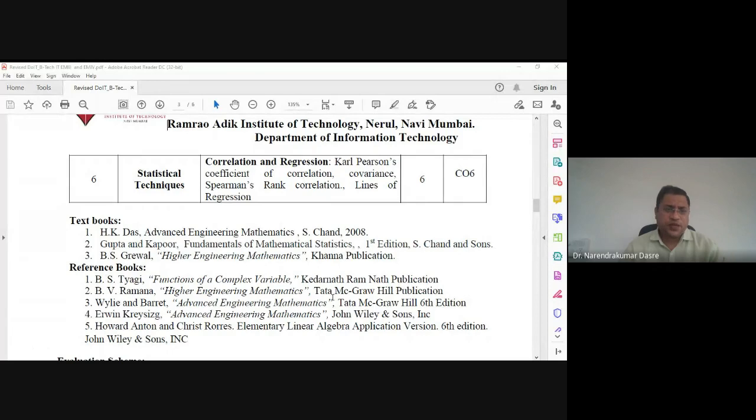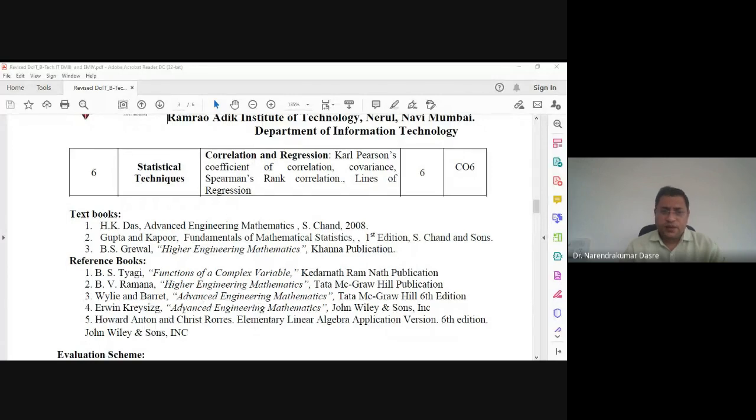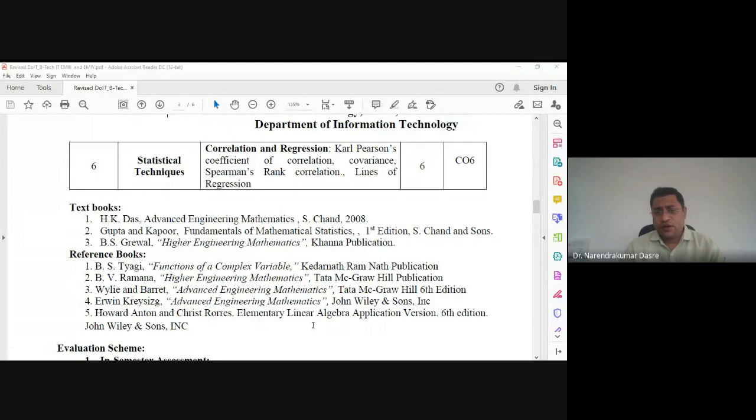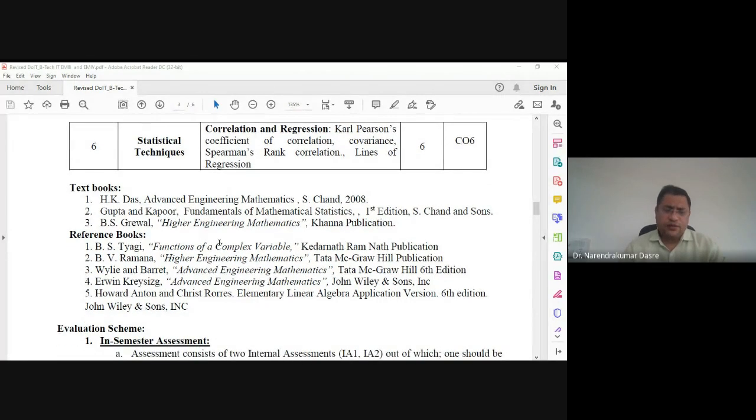Apart from this, you can refer to several books for detailed topics. For complex variables, you can refer to the book by B.S. Tyagi, and for advanced engineering mathematics, you can refer to the one by Erwin Kreyszig. Then for elementary linear algebra, you can refer to the book by Anton and Rorres. These are the standard books which you can refer to, and they have more examples in each of these topics.